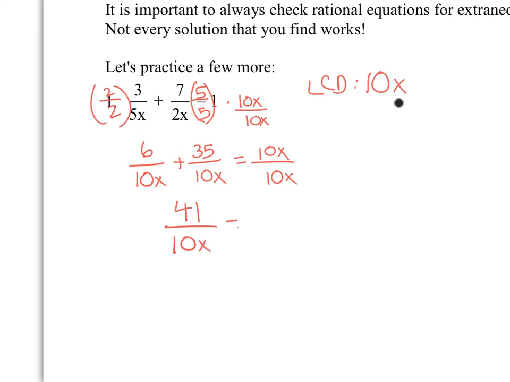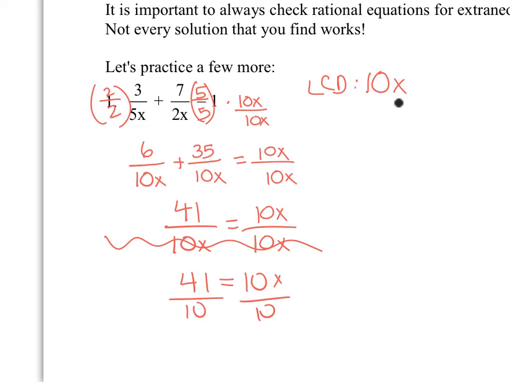So it is written as one fraction equals another. Again, since those denominators are equal, really what we're doing is multiplying both sides by 10x. We're not going to show it. We're just going to get rid of it and say 41 equals 10x. Divide both sides by 10, and x equals 4.1. We have to make sure it works.